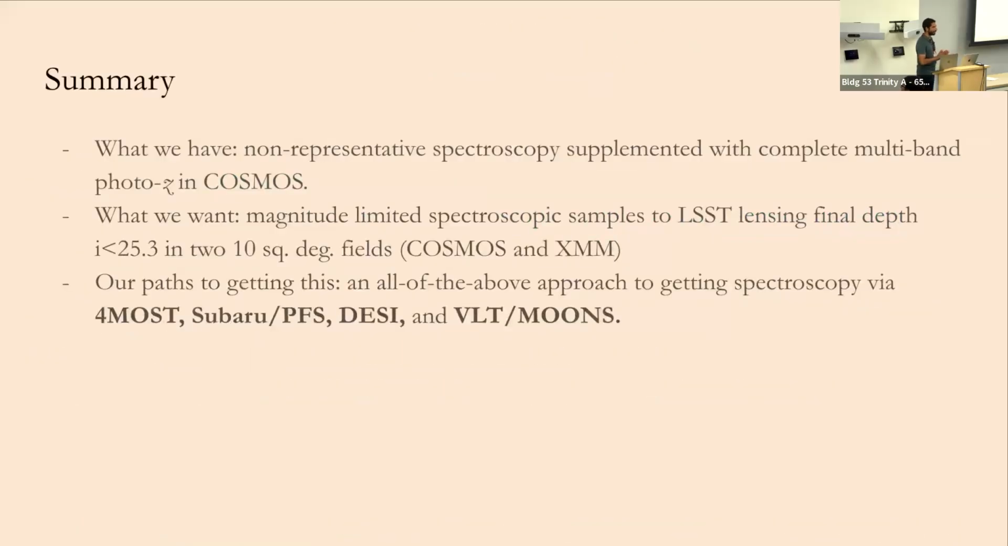And so that's pretty much all I had to say. In summary, what we currently have is non-representative spectroscopy supplemented with complete multi-band photometry in the COSMOS field. What we would ideally like to have is magnitude-limited spectroscopic samples at LSST depth. And our path to getting all this is an all-of-the-above approach, using many different resources that have different strengths and weaknesses and available time.